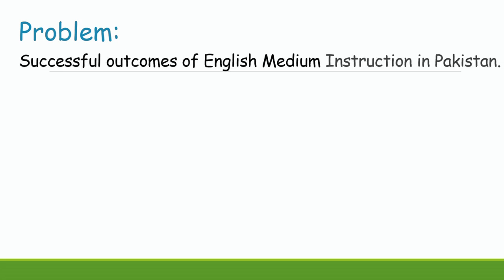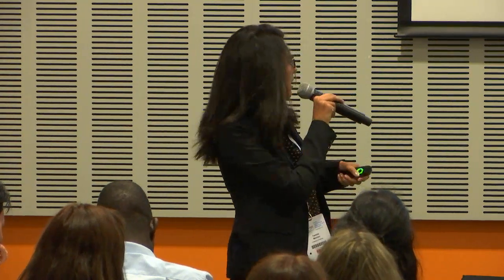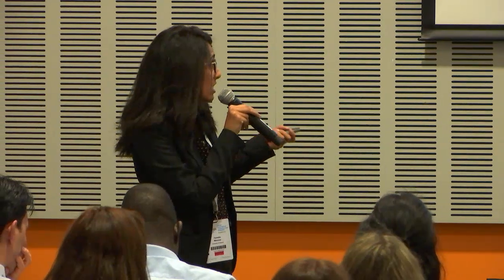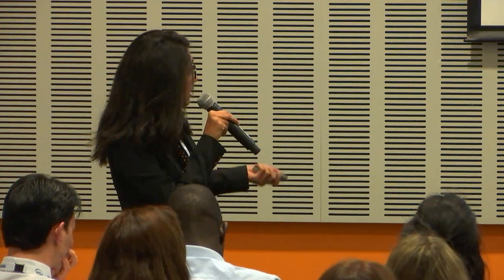So from this situation, the problem that arises concerns the successful outcomes of English medium instruction in Pakistan. In order to deal with this, British Council came forward and tested 2008 primary school teachers from 18 different districts of Punjab using their aptitude language test. And the results were really alarming, and the findings have been given in this chart.